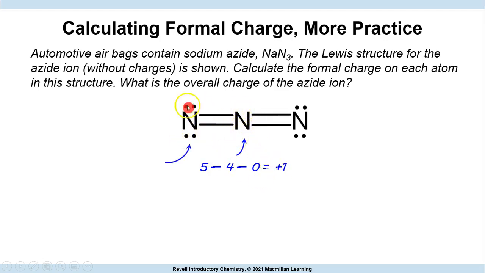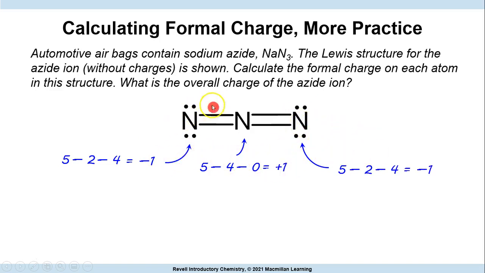The next thing, let's look at this other nitrogen. The nitrogen atom here has 5 valence electrons. There are 2 bonds, so 5 minus 2. There are 4 unshared electrons, so 5 minus 2 minus 4. That gives us minus 1. Same thing, let's look at the last nitrogen atom here: 5 valence electrons minus 2 minus 4, that is minus 1.